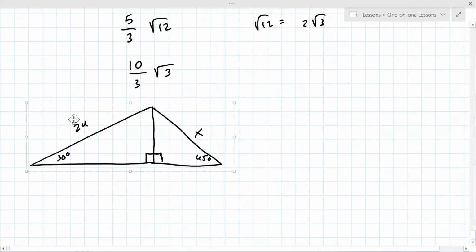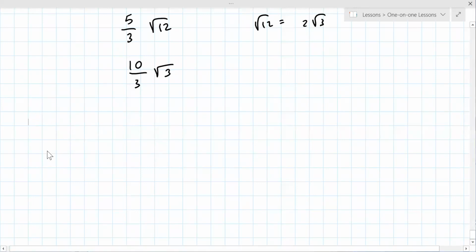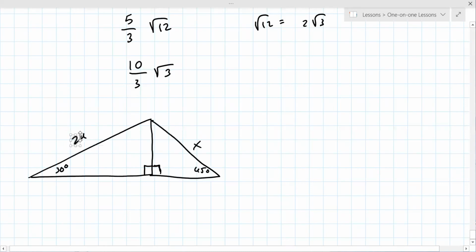Wow, I keep grabbing the wrong thing. Paste. Get rid of that.